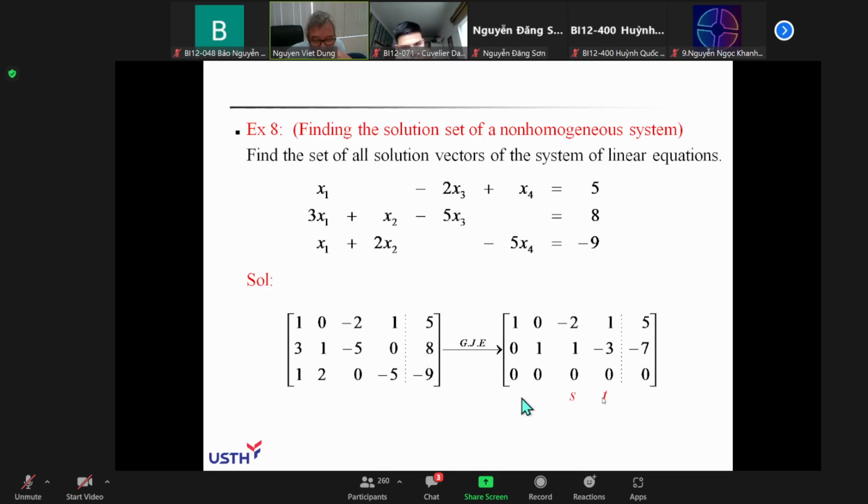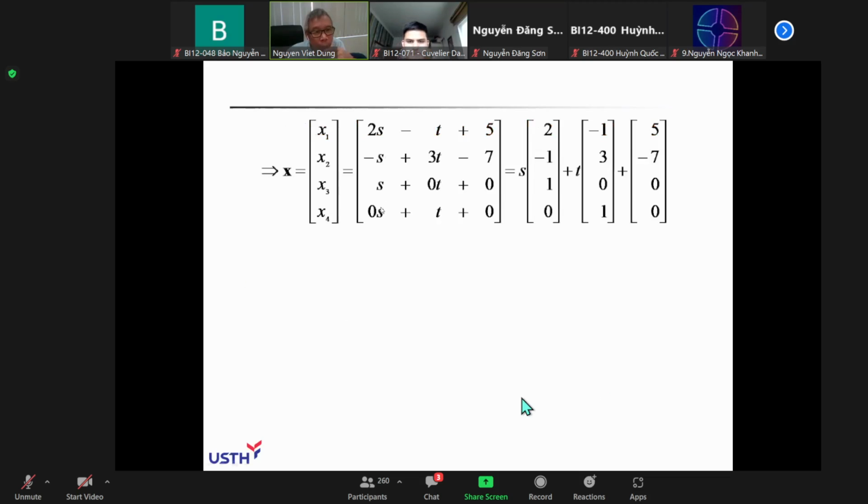The third is s and the fourth is t. So here is s and here is t. x3 is s and x4 is t. And x2 is like that and x1 is like that. So we can write it as s times that vector plus t times that vector plus the last one here. You see, the last one here is what we call the particular solution of the system.